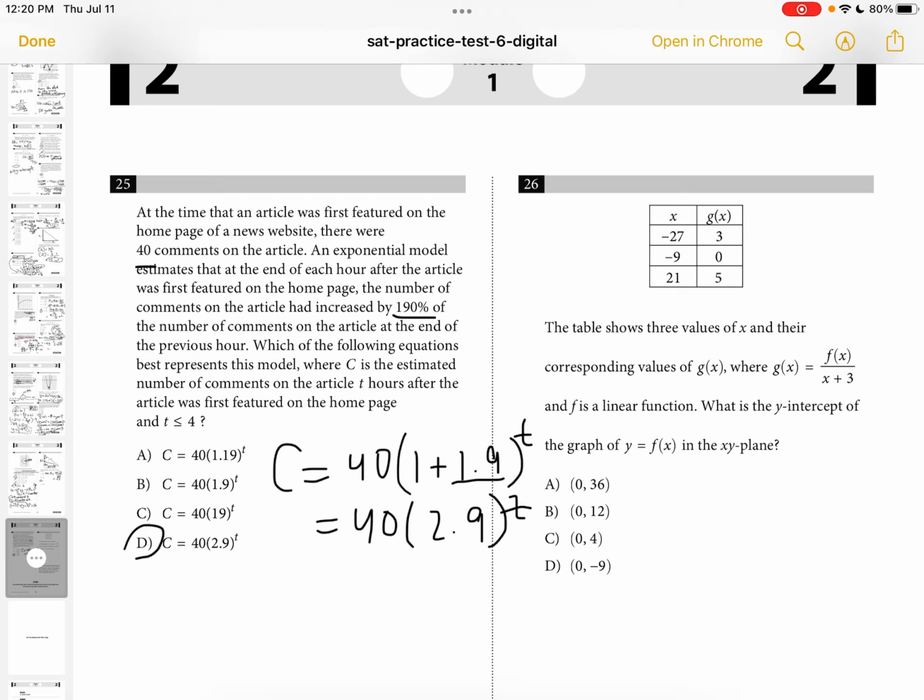Number 26. The table shows 3 values of x and their corresponding values of g(x), where g(x) is equal to f(x) divided by (x + 3), and f is a linear function. What's the y-intercept of the graph of y = f(x) in the xy-plane?